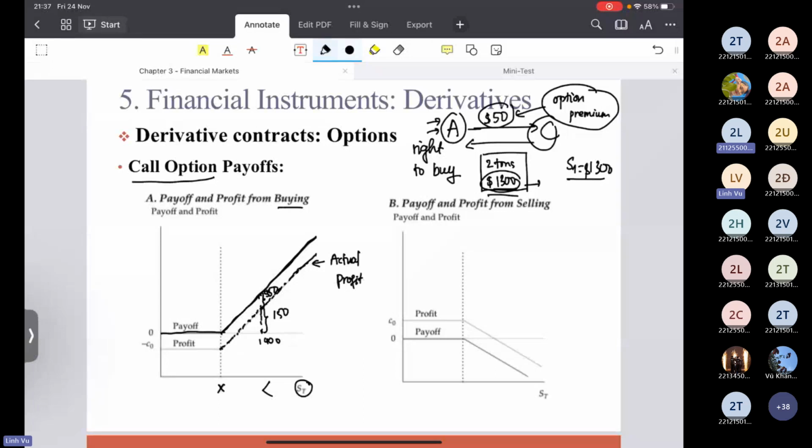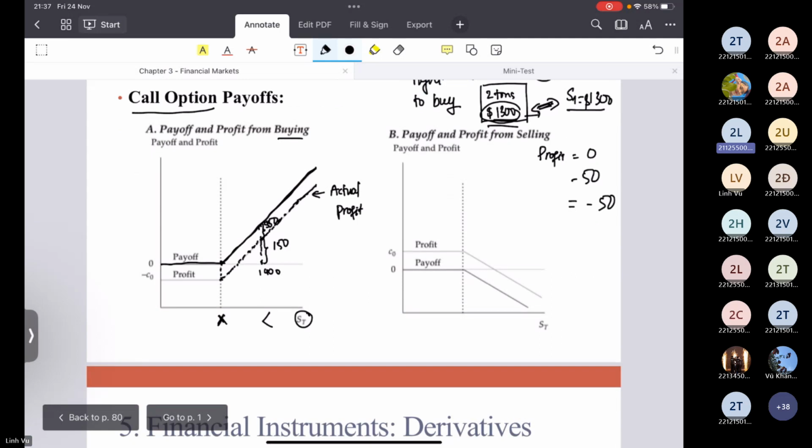But in this case, you can see that the profit for party A will be equal to zero, because he does not gain anything from participating in the contract. But he already paid $50 at the beginning of the contract. Therefore, the profit to party A in this case will be minus $50, which is the value of the option premium. So in the case that the spot price equals the exercise price, the buyer will suffer a loss equal to the option premium.